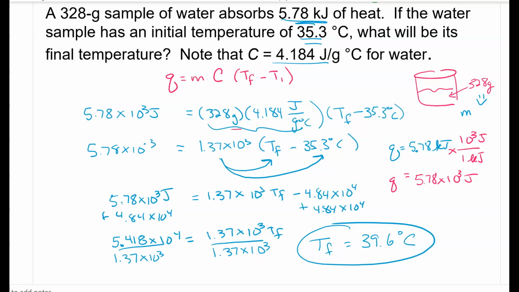Now, you always want to check your answer. And so remember, our system is this water. It started out at 35 degrees C and it absorbed heat. So the temperature should be higher than 35.3. If it's not, then there's probably a sign error somewhere. And since my final number is higher, 39.6 degrees C, that is a good indication that I've gone in the right direction.